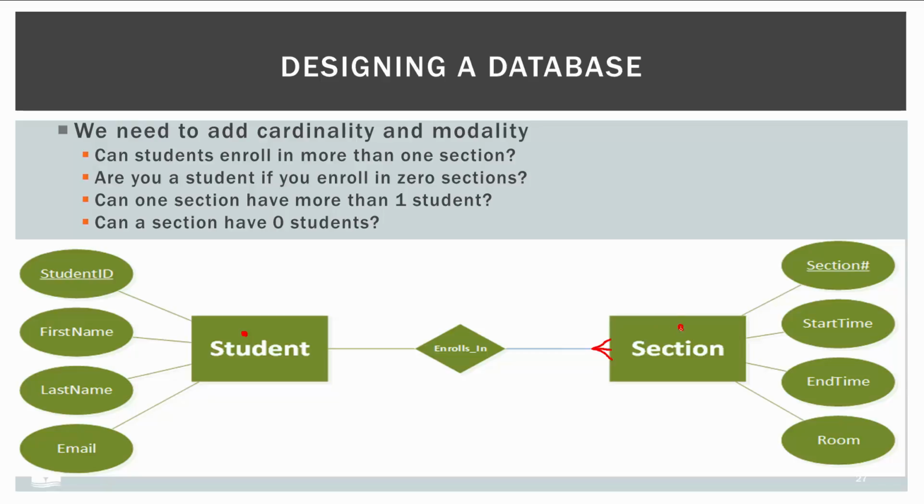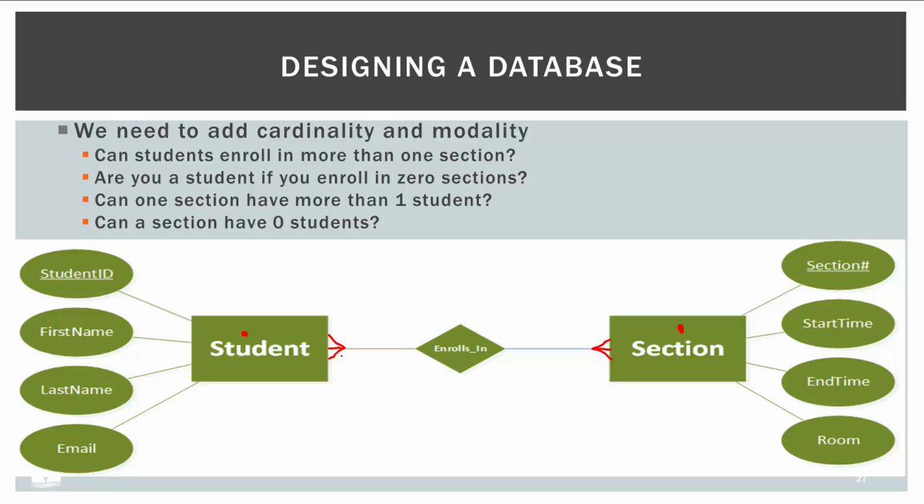Let's do the other side. Let's say we have one section, this section of the class. How many students at a maximum can enroll in it? Well, this really depends on the room size and the maximum count on that. But we really only care for cardinality whether this is 1 or many. So can more than one student enroll in this section? Well, the answer is yes. And so we're going to model that as a many, again, using the crow's foot notation.